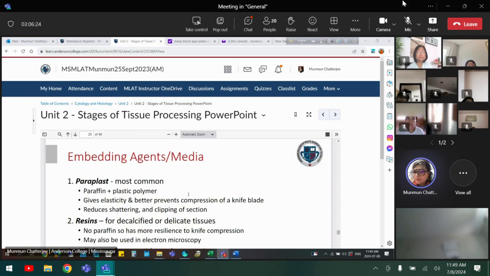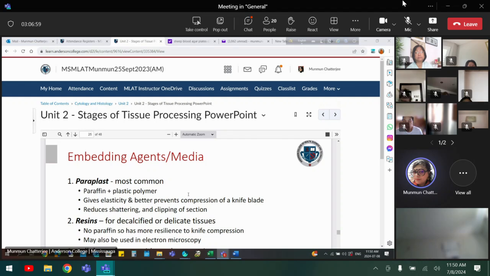What are the embedding agents we are using? Paraplast, as we already told you, is the most common paraffin, but they have added some plastic polymer to give a little bit of flexibility and support. It gives elasticity and better prevents compression by the knife blade. It reduces shattering and chipping of the section. Shattering means that when you are cutting, it's not getting shattered. It should keep the tissue structure as it is. It's not going to crack.